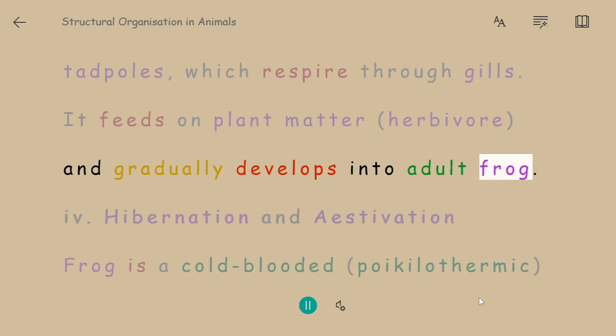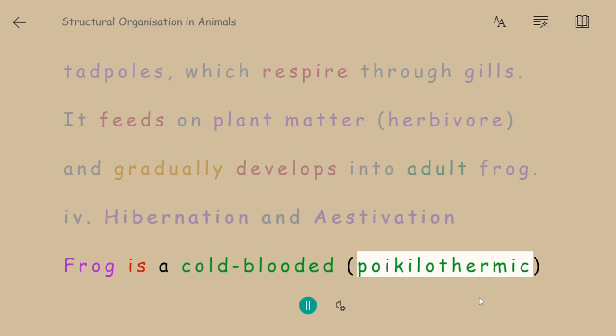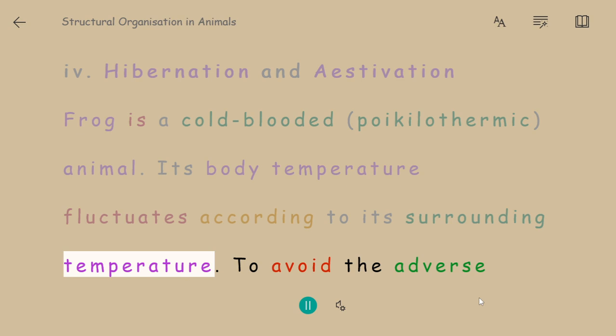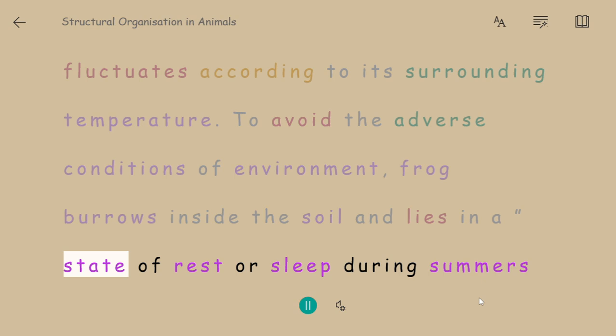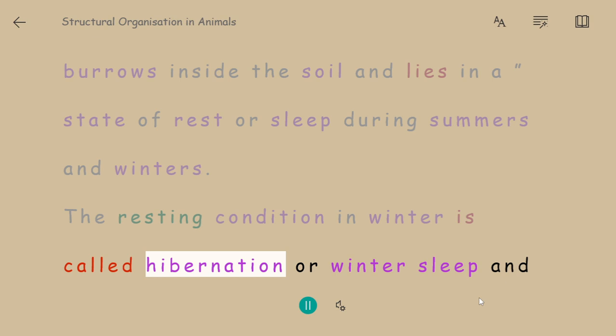4. Hibernation and estivation. Frog is a cold-blooded, poikilothermic animal. Its body temperature fluctuates according to its surrounding temperature. To avoid the adverse conditions of environment, frog burrows inside the soil and lies in a state of rest or sleep during summers and winters. The resting condition in winter is called hibernation or winter sleep, and the condition of rest in summer is called estivation or summer sleep.